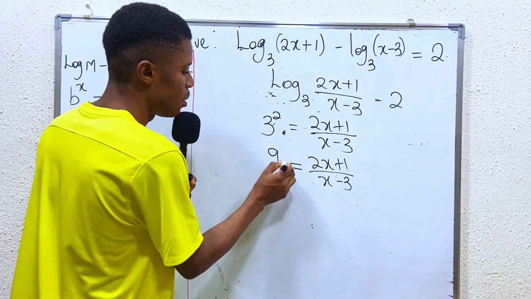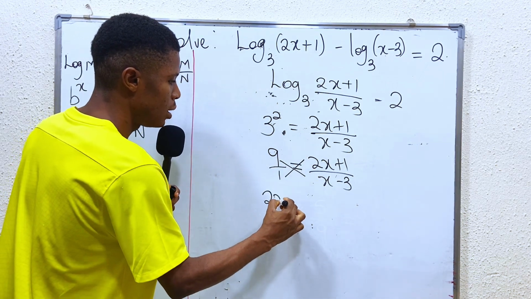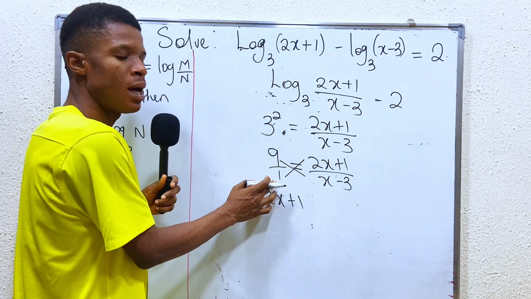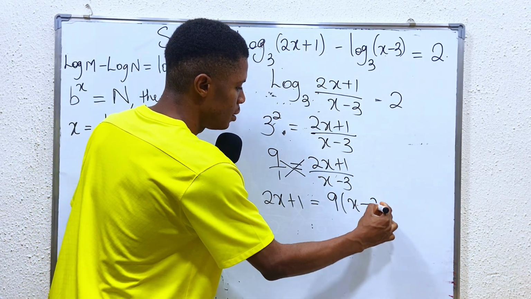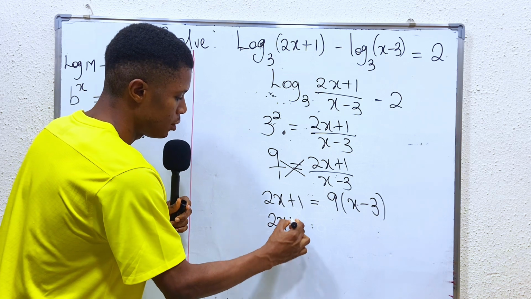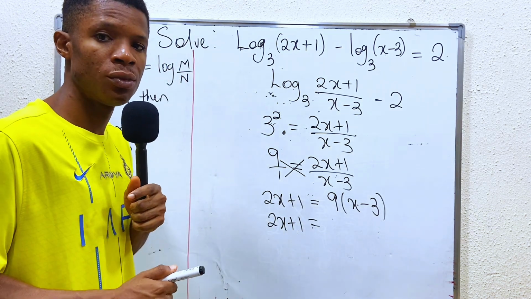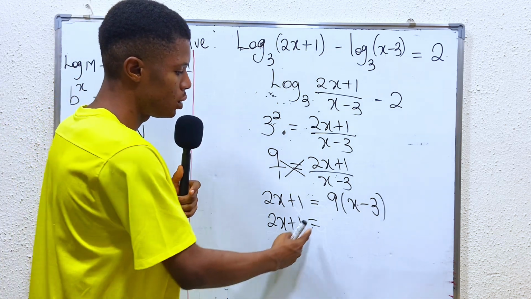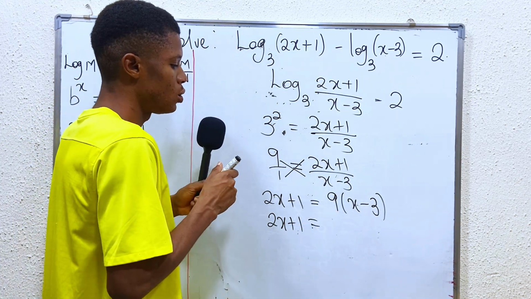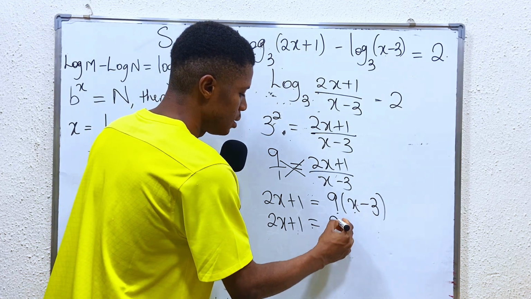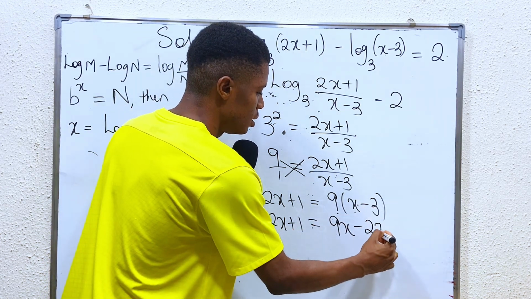So you cross and multiply. If you cross and multiply, you have 2x + 1 multiplying 1 is equal to 9 into (x - 3). 2x + 1 is equal to, the next thing we do is to open up the bracket. And to open the bracket, we use the number out here to multiply each term in the bracket. So 9 times x is 9x. 9 times 3 is minus 27.